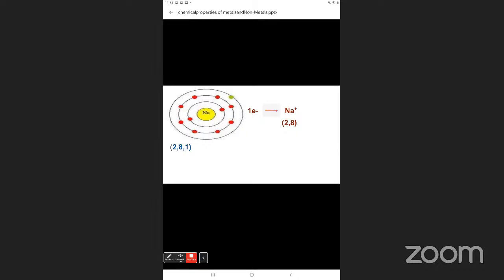So we'll discuss more about these chemical properties in the next session. We have so many topics.